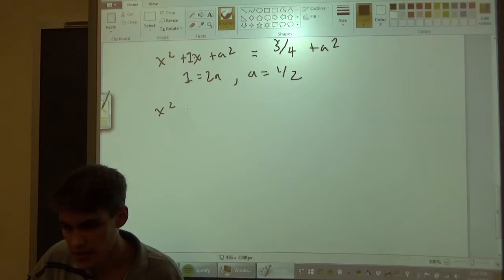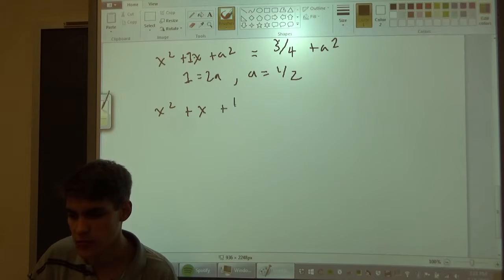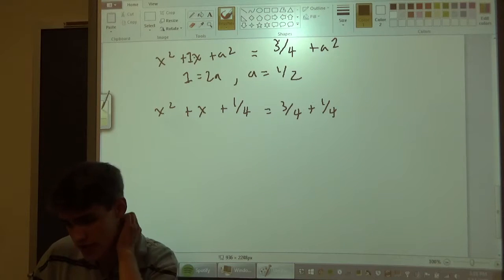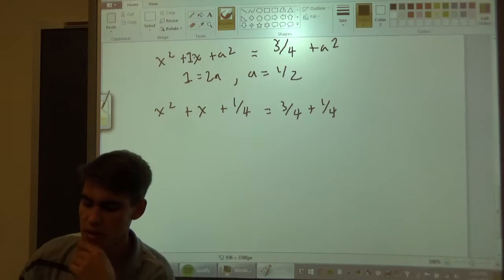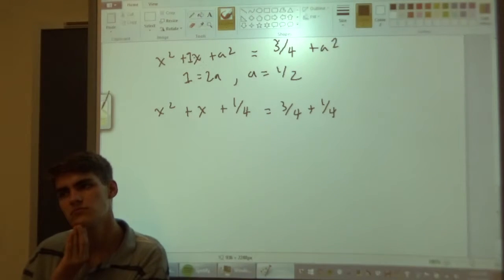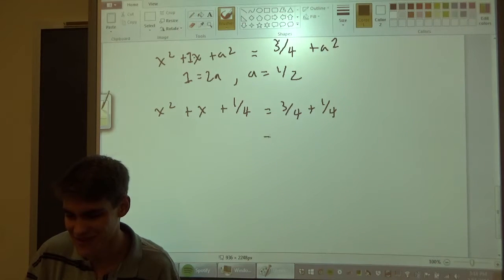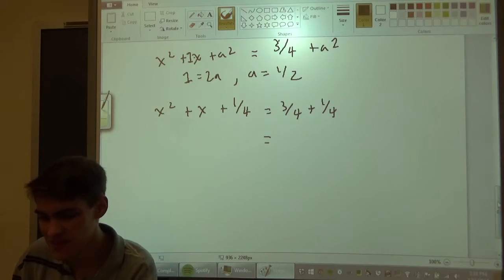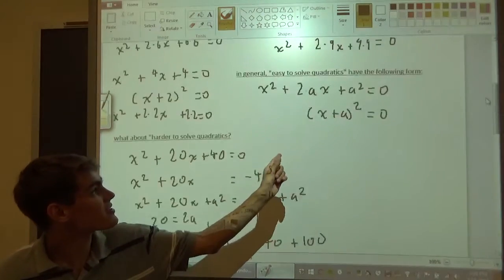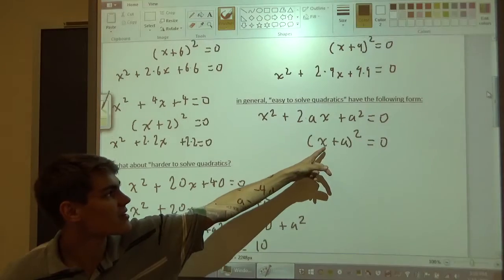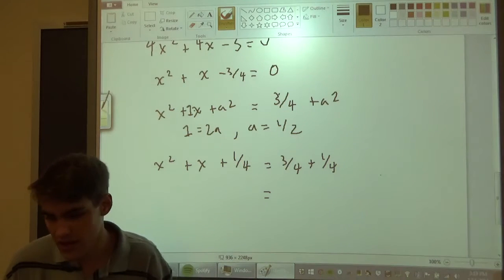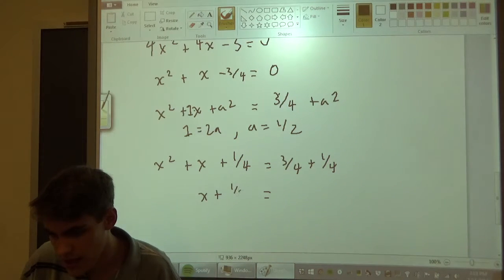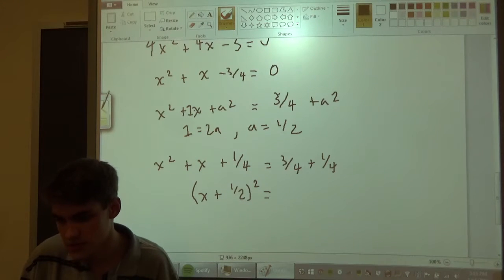And let's just plug that back in. What's a half squared? It's a fourth, which is equal to 3/4 plus a fourth. Well, this side's going to work out nicely, but you're not really sure how to factor this. Yes, you're factoring a quadratic. But look, even though this is hard to solve, we already have this property. Anytime we have an easy to solve quadratic, we can rewrite it as this with a. We've found a already, so I can just go ahead and write x plus a half squared. And this side works out nicely. This is 1.